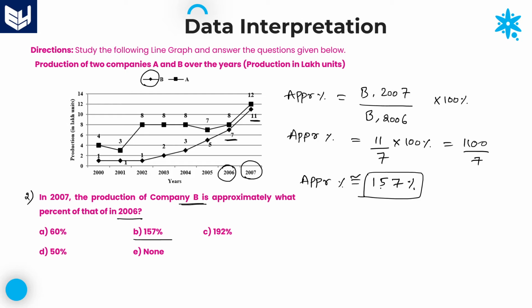157 percentage, that is the required percentage of company B production in the year 2007. That particular value is 157 percentage of company B production in the year 2006. That is the meaning of that particular question. So our required answer is approximately 157, which is option B. Option B is the right answer for this question.